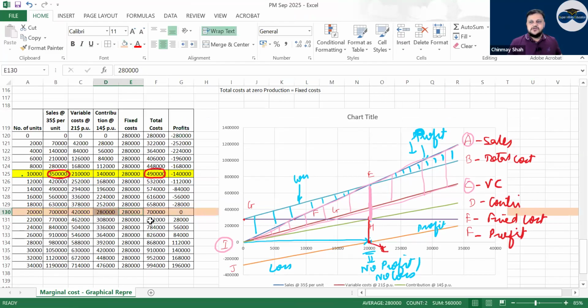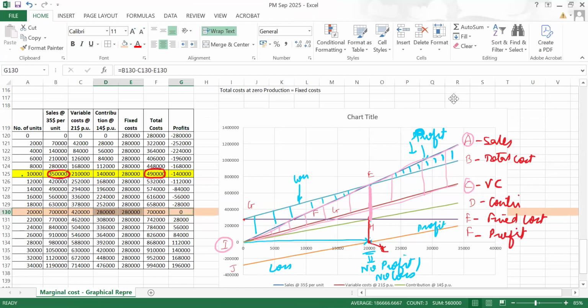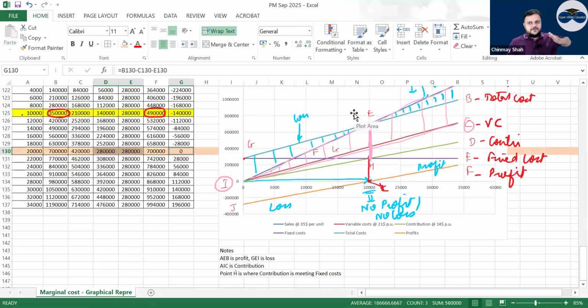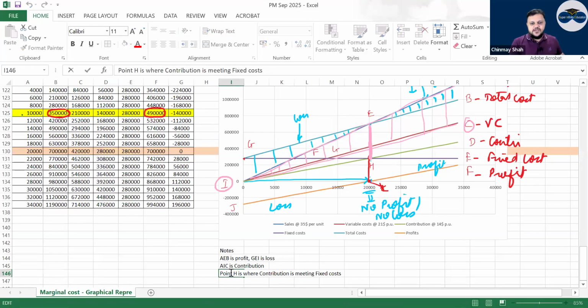Contribution is equal to fixed cost. When this happens, how much will be the profit? Tell me. Zero. What do you say? Yes, sir. Wherever the contribution line and fixed cost line are meeting, this is the only point or volume at which there is no profit, no loss.